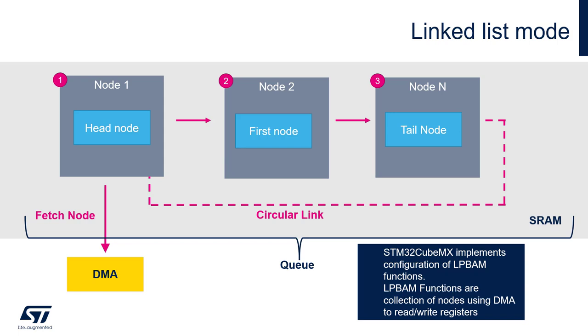Each DMA transfer has its own configuration stored in an SRAM area. In case of Low Power DMA, it is SRAM4, 16 Kbytes. Each of these stored configurations is named a node. Each node is linked to another node in order to define the next transfer configuration. A set of DMA transfer nodes linked to each other builds a queue. When started, the DMA fetches the first node, which is called the head node, and then the fetching operation is repeated until the last queue node is reached, known as the tail node.